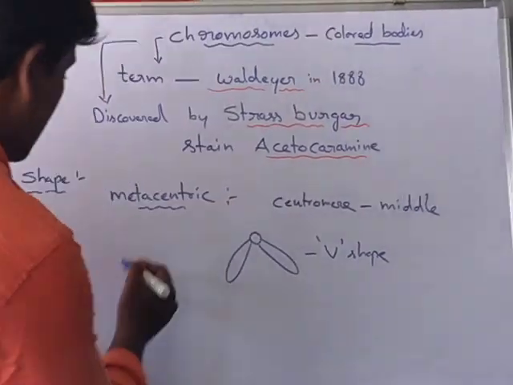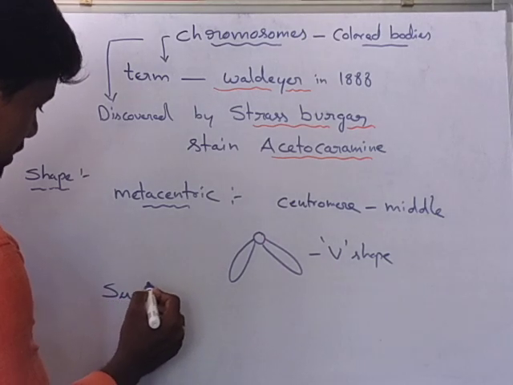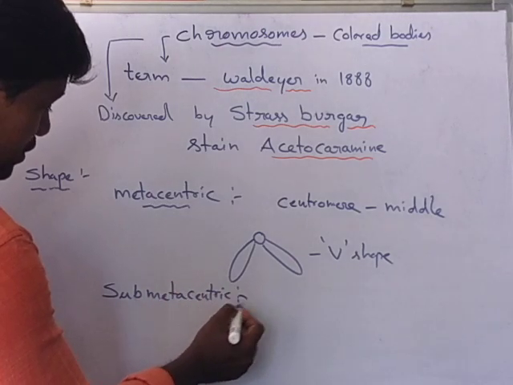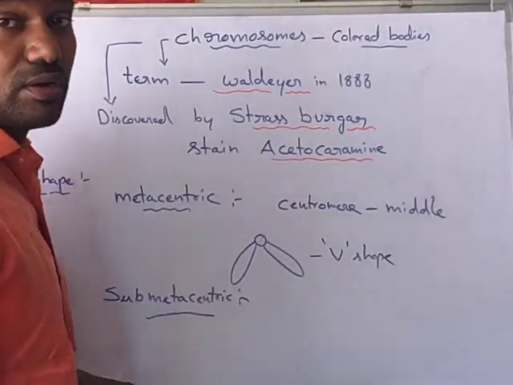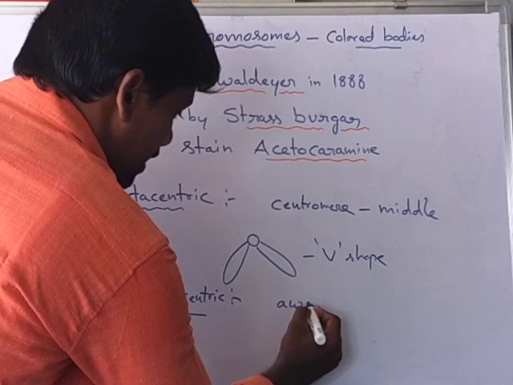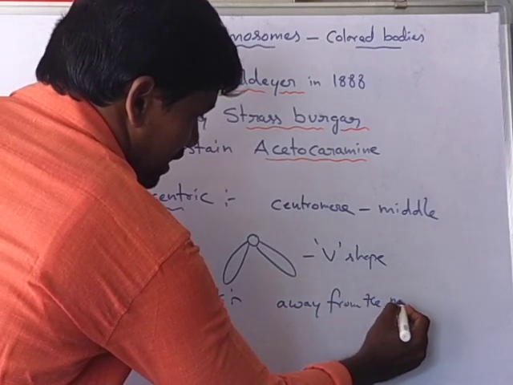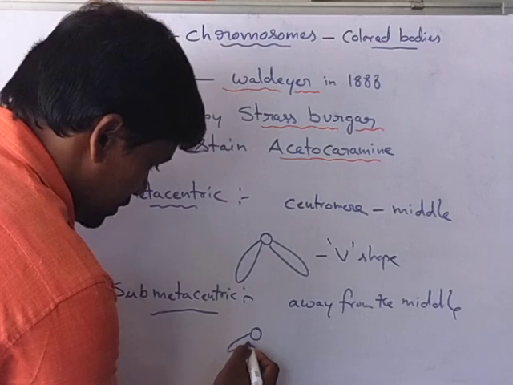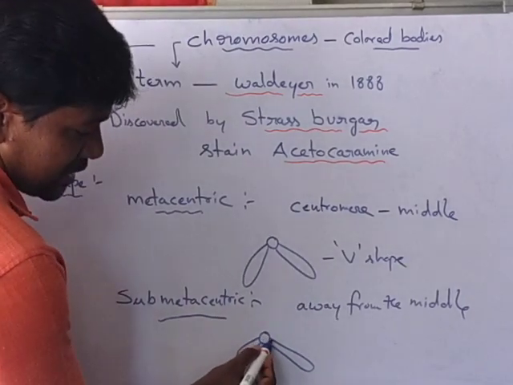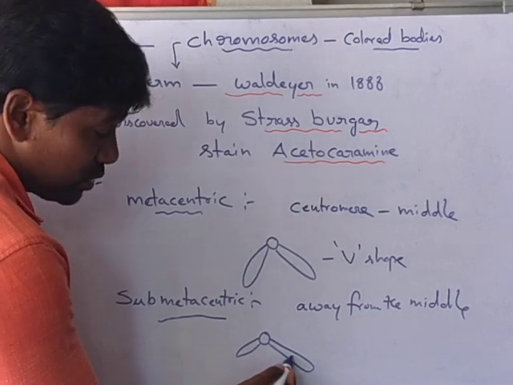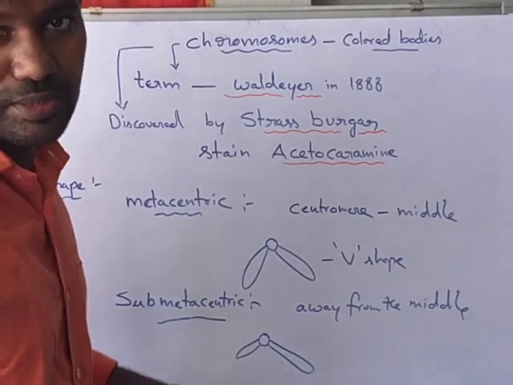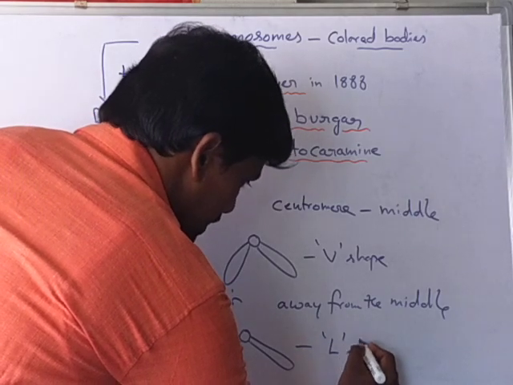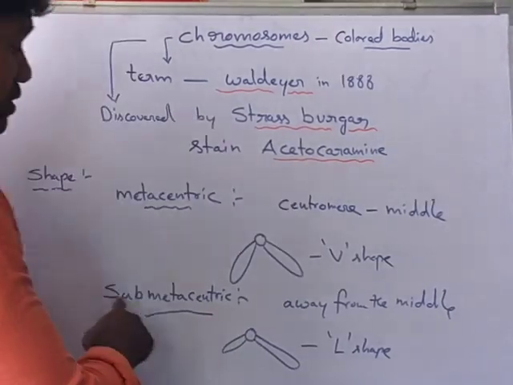Another one is submetacentric. Submetacentric means the centromere is present away from the middle. You see the diagram: this is the centromere, and these are the arms. Since the centromere is present away from the middle, the two arms are unequal, not equal. It looks like an L shape. So this is about the submetacentric.